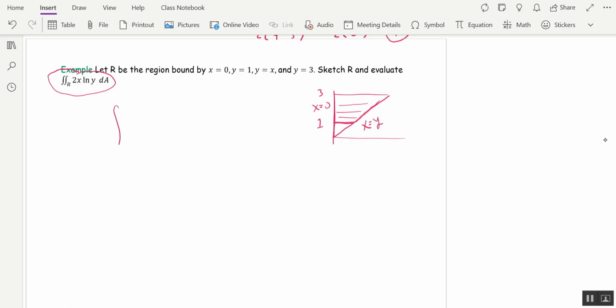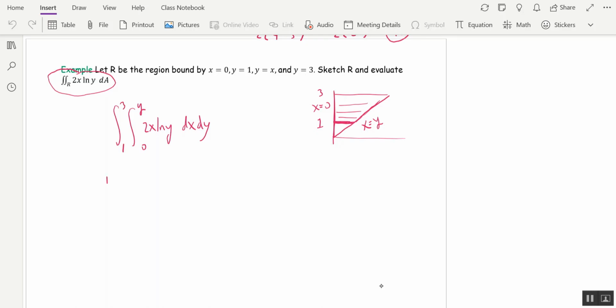So my double integral will be 2x ln y. I'm going to go dx dy. X is going to go from 0 to y, and then for y, I have those horizontal lines starting at y equals 1 and ending at y equals 3. So those are my limits on y.